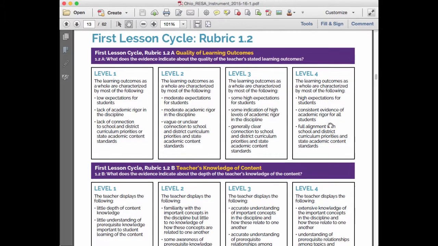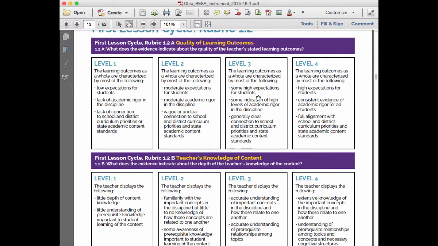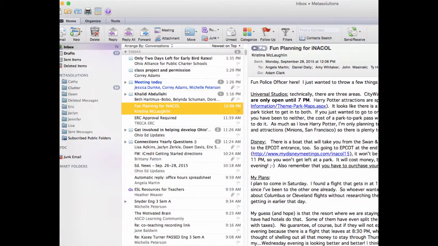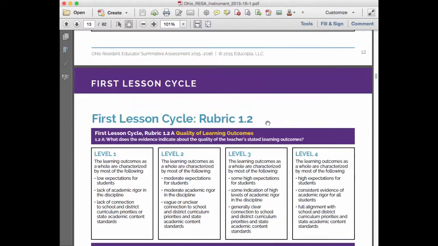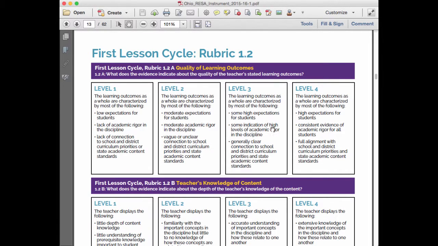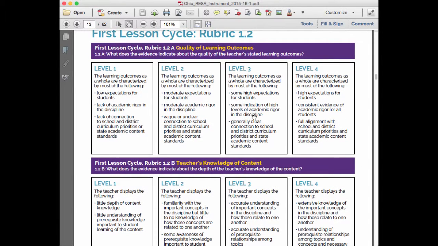So make sure you really read through the difference between level 3 and level 4 because this is how you will be assessed. It's not always just about what you see in the prompt. It's about how it's explained in the rubric. So really take a look at this level 3 and level 4.